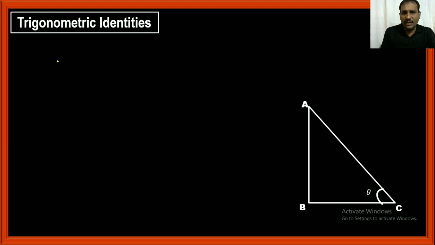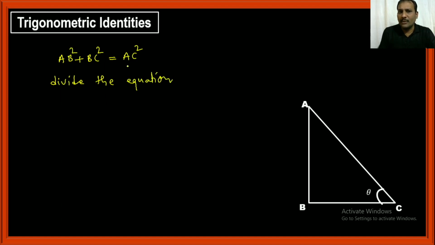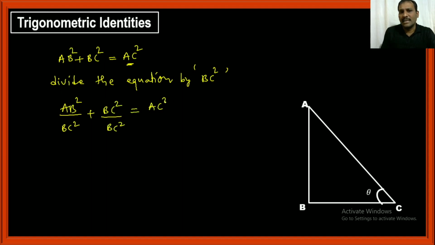So next, again we'll take the same thing, AB square plus BC square is equal to AC square. Now we will divide everything by BC square. In the previous identity, we divided with AC square. Now we will divide it by BC square. So what do we get? AB square by BC square plus BC square by BC square is equal to AC square by BC square. So you can write this as BC square gets cancelled, and this is 1.